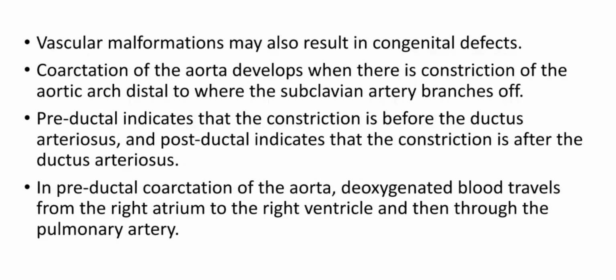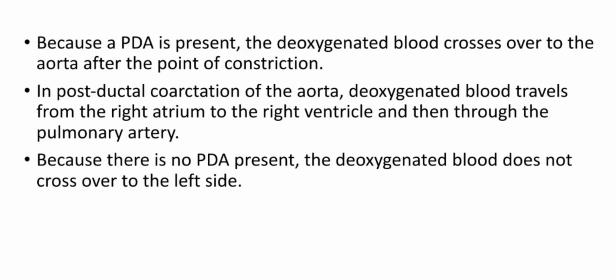In preductal coarctation of the aorta, deoxygenated blood travels from the right atrium to the right ventricle and then through the pulmonary artery. Because a patent ductus arteriosus is present, the deoxygenated blood crosses over to the aorta after the point of constriction.